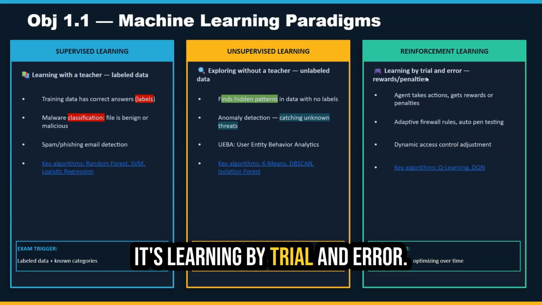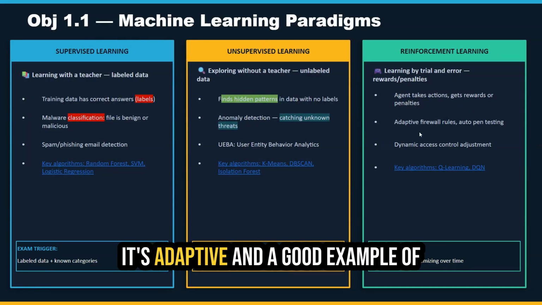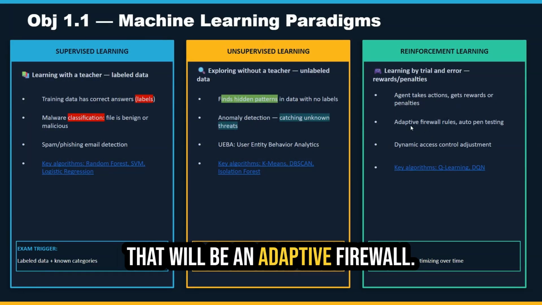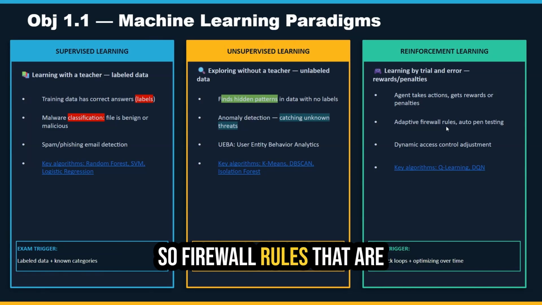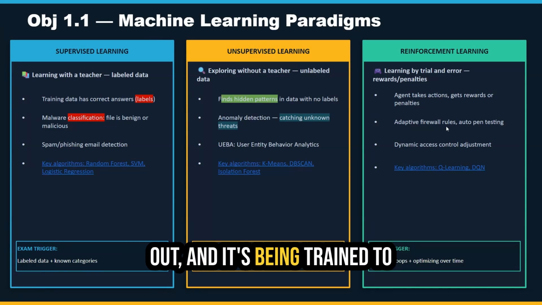It's learning by trial and error. It's using rewards and penalties. It's adaptive. And a good example of that would be an adaptive firewall, with firewall rules that are based off data coming in and out, and it's being trained based off that data coming in and out.